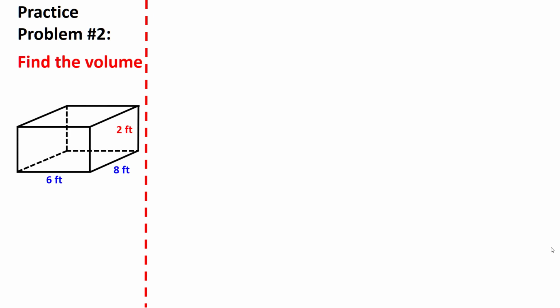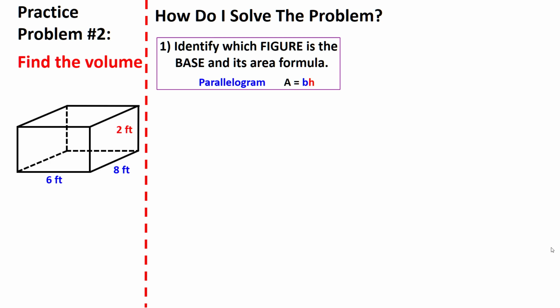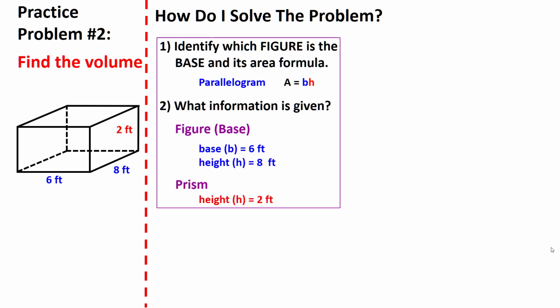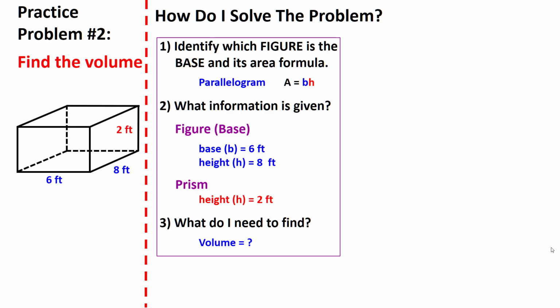Problem 2. Find the volume. How do I solve the problem? First, I identify which figure is the base and its area formula. For this problem, the figure is a parallelogram, so the area is base times height. What information is given? For the parallelogram, the base is 6 and 8. The prism height is 2. I need to find the volume.